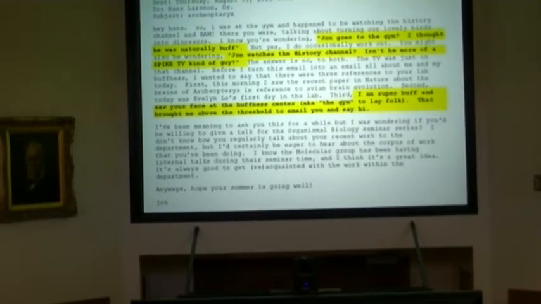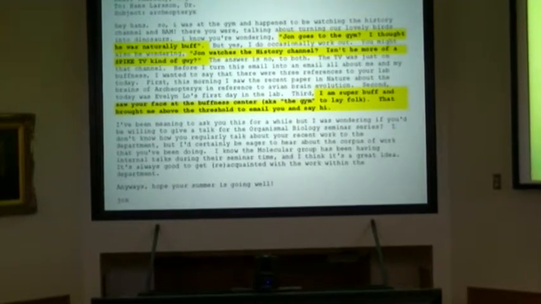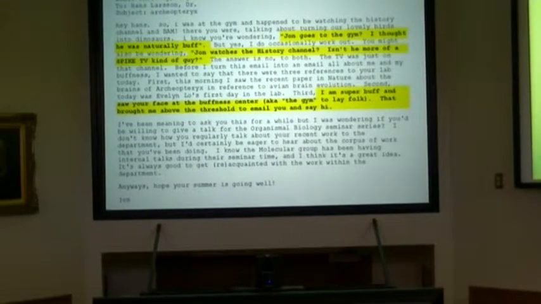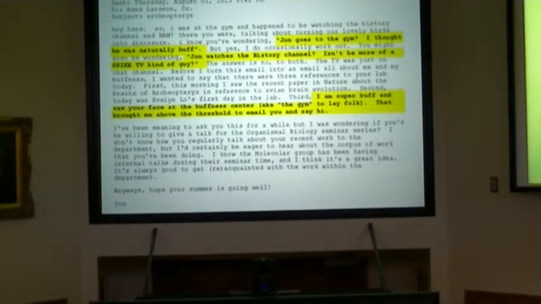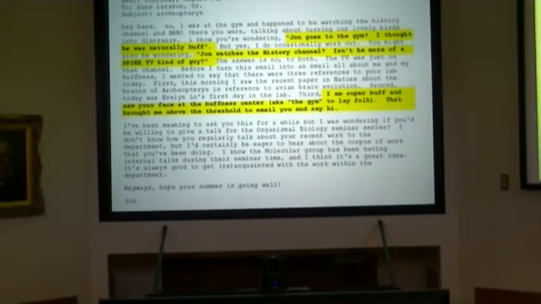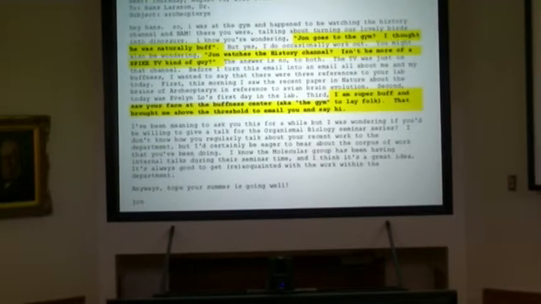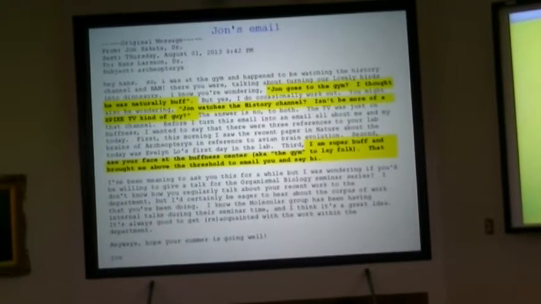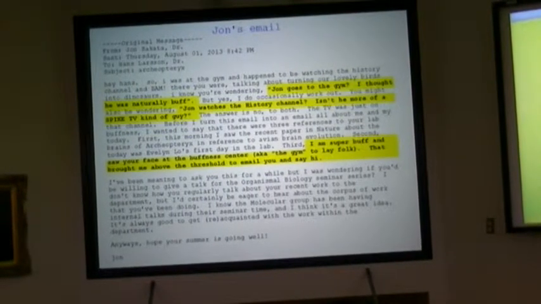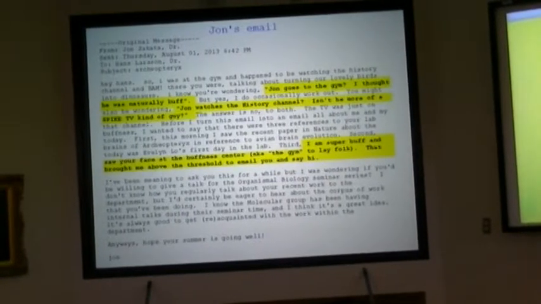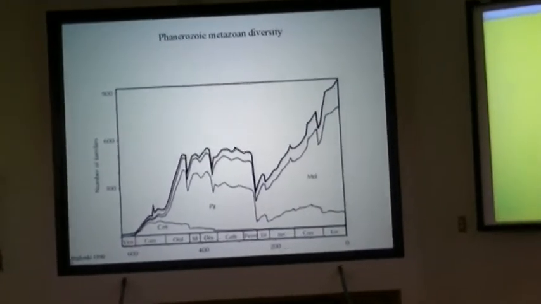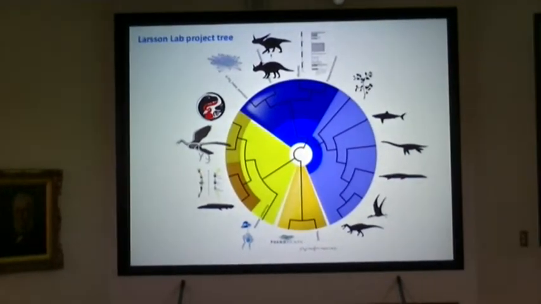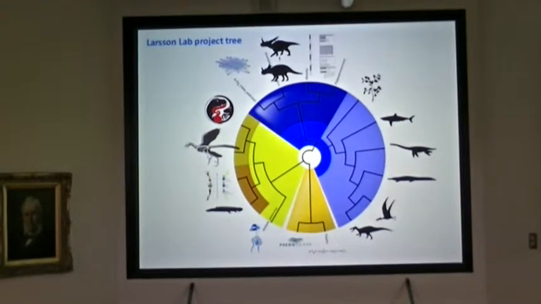Before I even get started there, I just remembered John sent an email a while ago, and while I'm not going to read the whole email, John in some casual way, I assumed he was on the bicycle at this point. John goes to the gym. I thought he was naturally buff. John watches the History Channel because he saw me on the History Channel while riding a bicycle at the gym. Isn't he more of a Spike TV kind of guy? And I'm super buff and saw your face at the Buffness Center at the gym. That brought me to the threshold to say hi. So, hi, John. Yeah. Now, when you think of buffness, just think John Secant. I don't mean to laugh at myself.